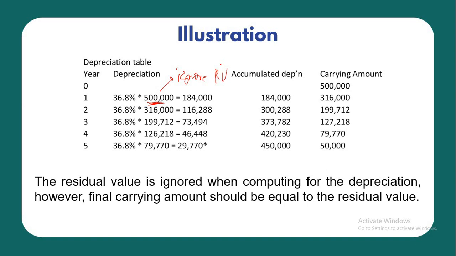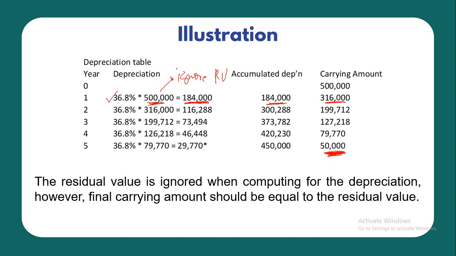But rather, at the end of the useful life of the asset, there should still be 50,000 left, which is the residual value of the asset. So, in the first year, we multiply the fixed rate by the cost initially. Therefore, the depreciation is 184,000. The accumulated depreciation in the first year is the same as the depreciation, 184,000, and the carrying amount is 316,000.